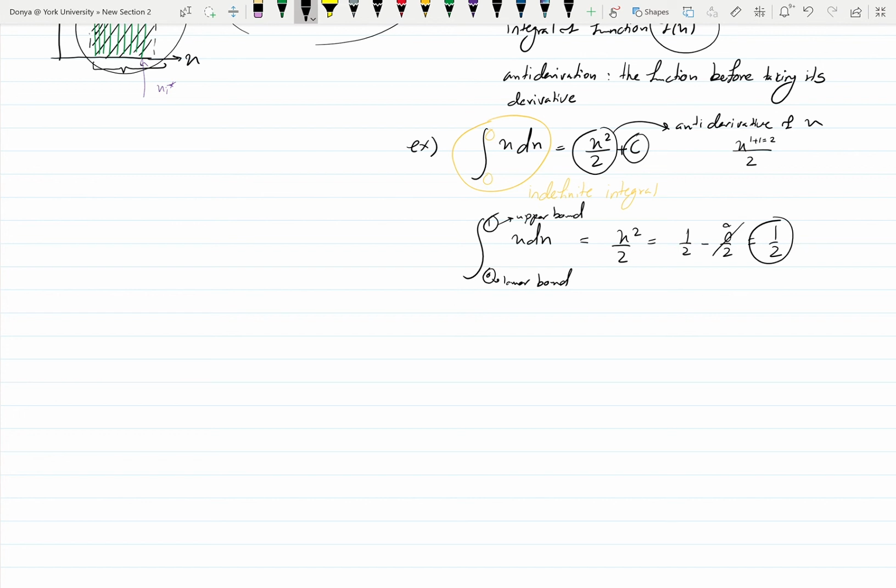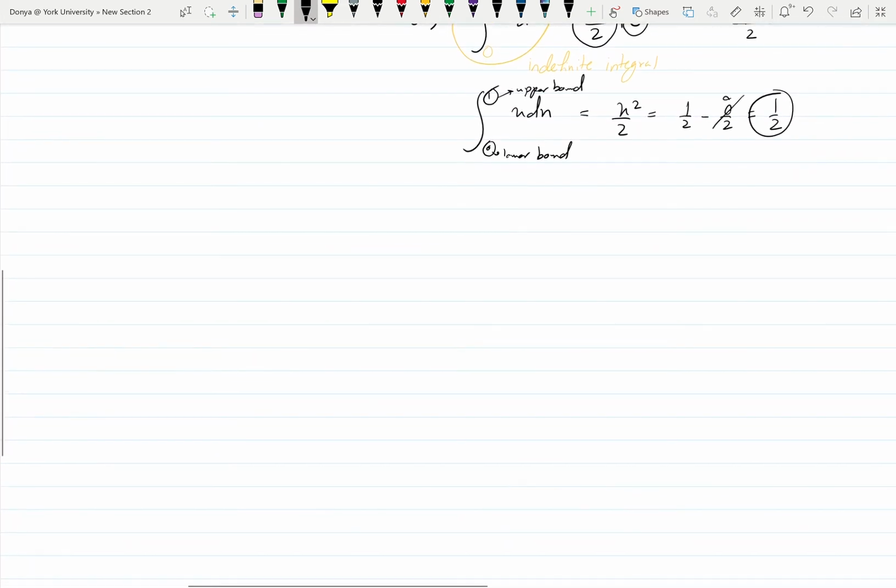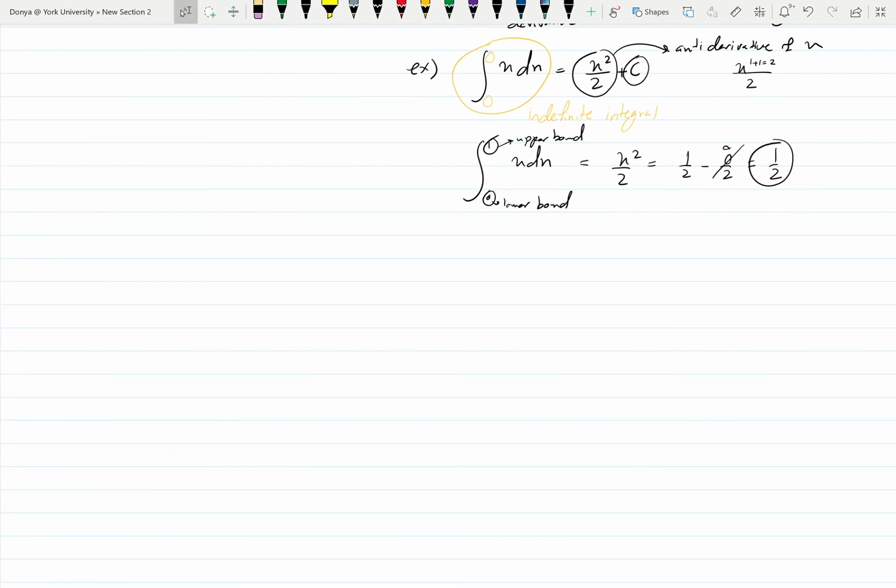There are obviously more complicated integrals that you can face, but this is the most basic form that you can get.